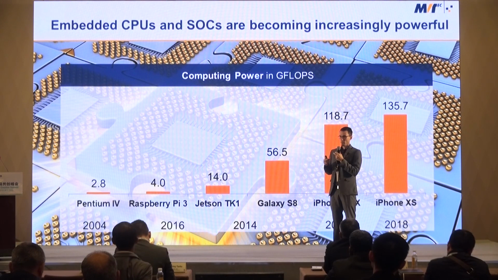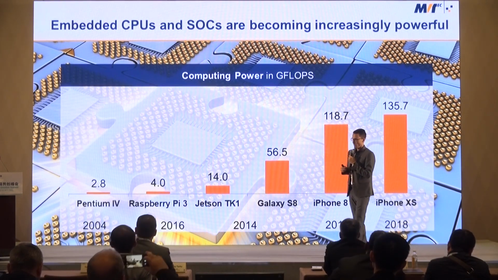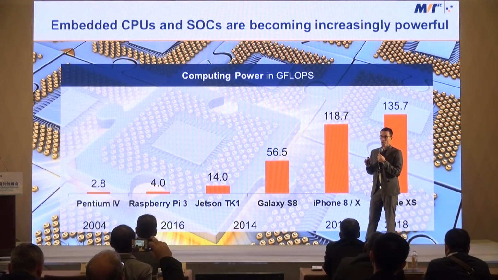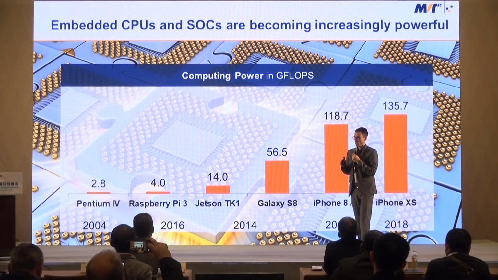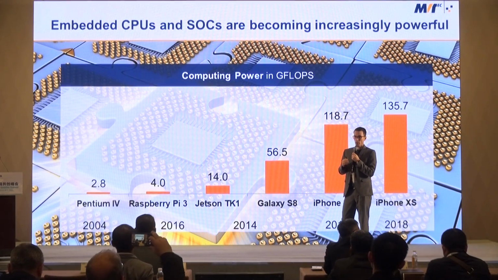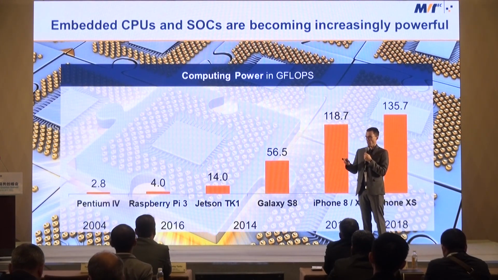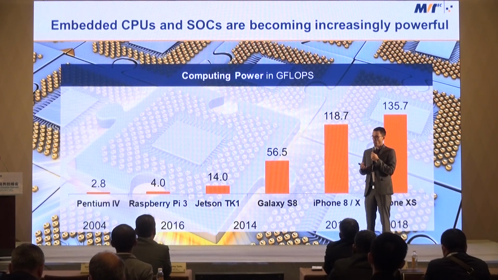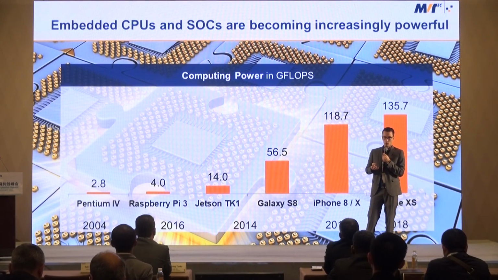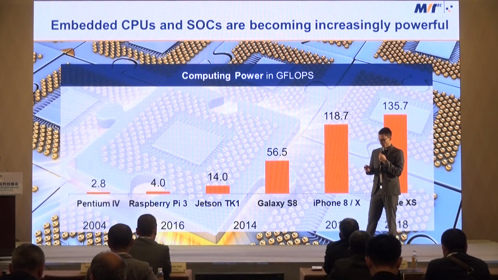But the iPhone XS is only this size, and I think this gives you a rough idea of the potential inside embedded vision and what potential these embedded devices have to solve vision applications now and in the future. Now applications are possible with embedded devices that you could never have imagined a few years ago.